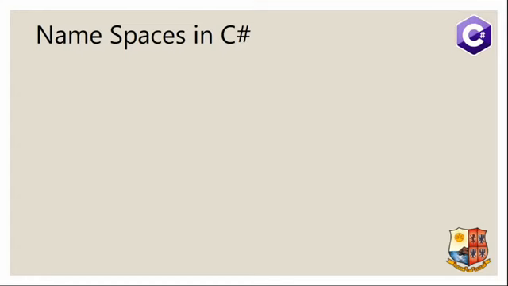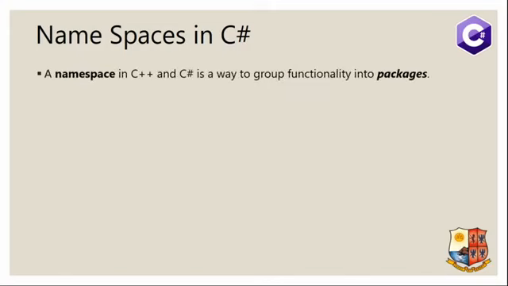If you have come across the word package, that same concept is there in C Sharp, but the name is namespace. A namespace in C++ or C Sharp is a way to group functionality into packages. Most of you would know that in Java we also have a lot of packages. For example, in Android we created a package, in other words the domain name like home.example. Whatever project name you kept was actually a package name in Java. But in C Sharp, you would call it a namespace.